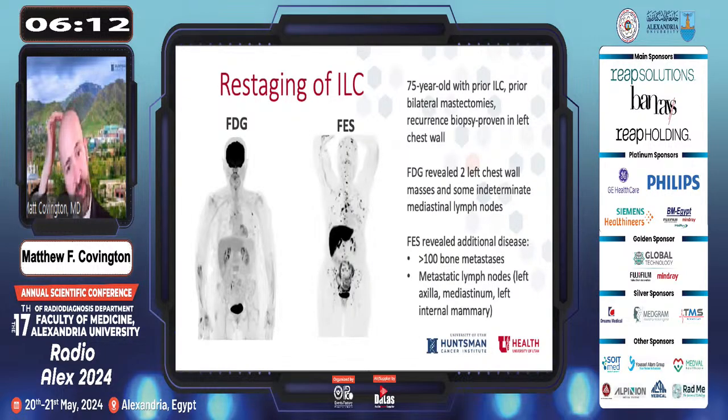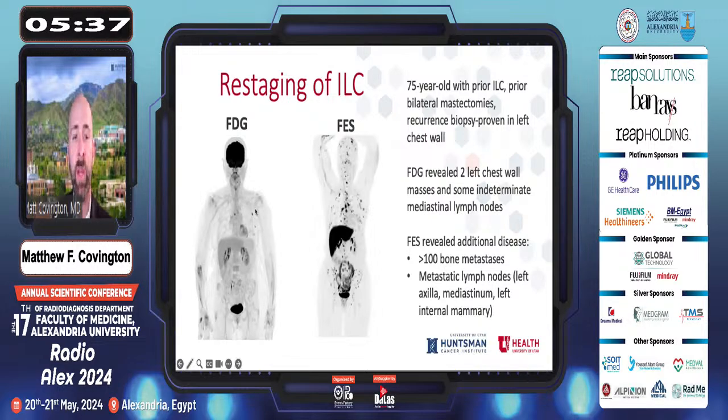In this case, this patient was being restaged for recurrence of ILC and first underwent an FDG scan, which did show evidence of metastasis in the breast, an axillary lymph node, and a mediastinal node. So this would be oligometastatic stage 4. But then she underwent FES, and look how many more sites you're seeing that we did not see on the FDG. And this confirmed widespread osseous metastases, over 100 lesions, and much more extensive lymph node involvement than was manifest on FDG.